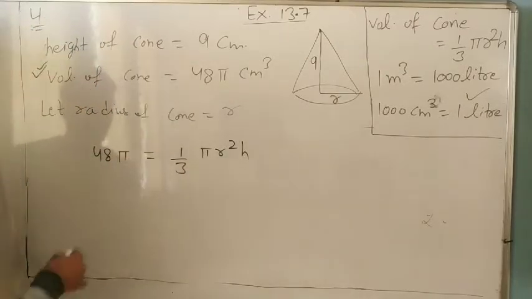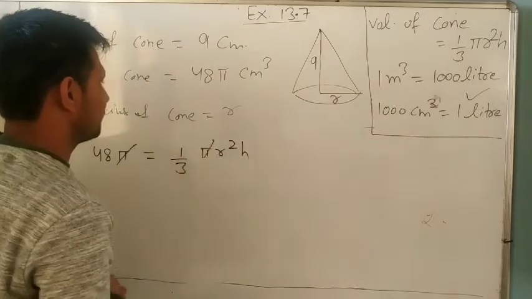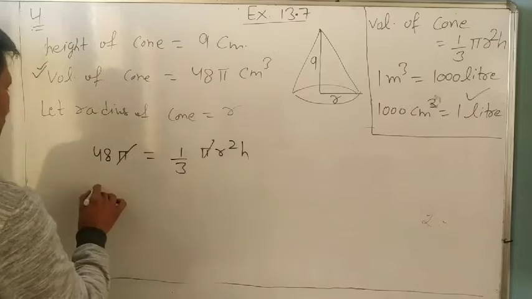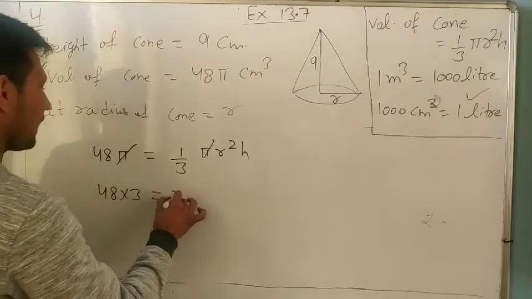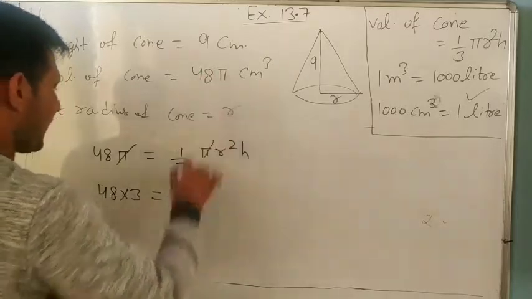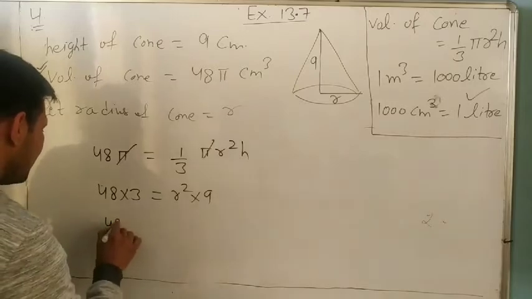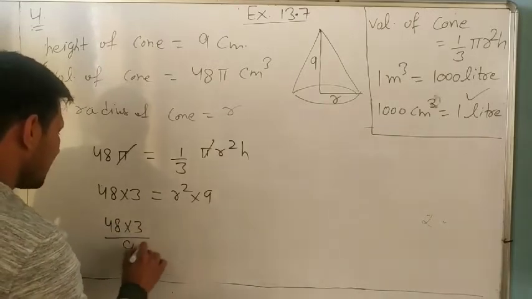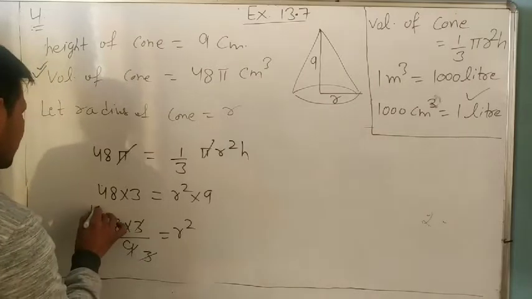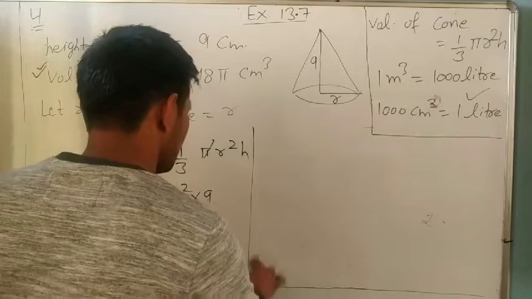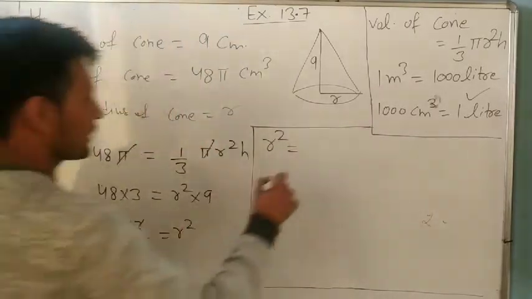Now pi is on the other side, so divide, and pi cancels pi. And 3 on the other side, multiply: 48 into 3. Now r square, h is the height, 9. So 9 on the other side, divide: 48 into 3 divided by 9 equals r square. 3, 16. So r square equals 16.